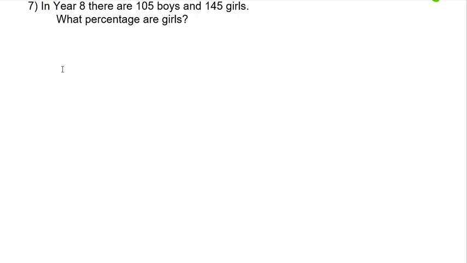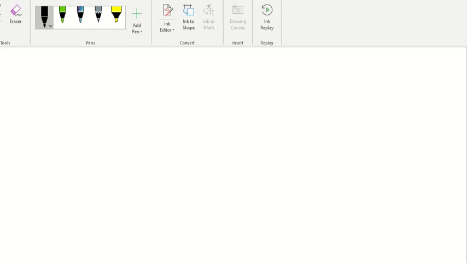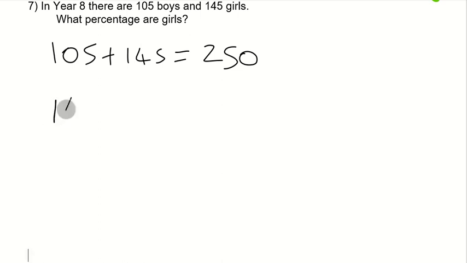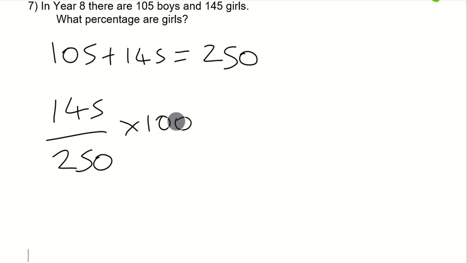The first thing that you need to consider is that you don't know the total amount of students in year 8. For that, you'd have to add up the boys and the girls. So the first thing that you actually need to do is add up 105 and 145, which should give you 250 students. That's including both boys and girls. Now you can actually work out the percentage of girls. So 145 over 250 times by 100.